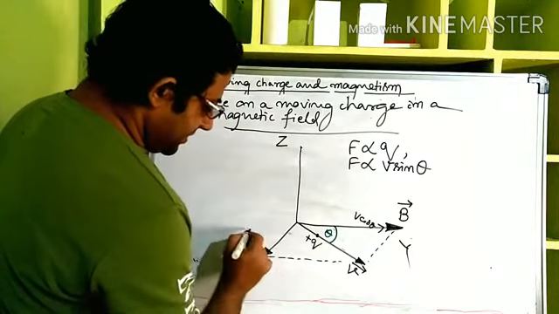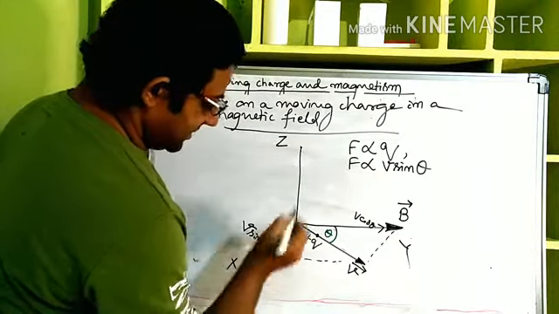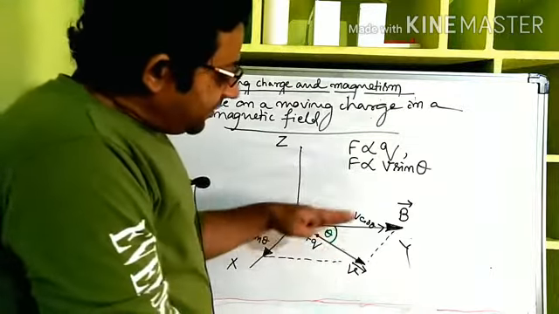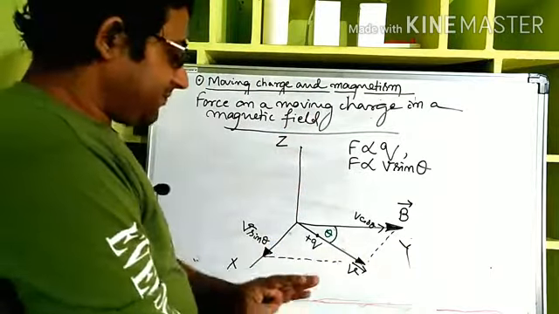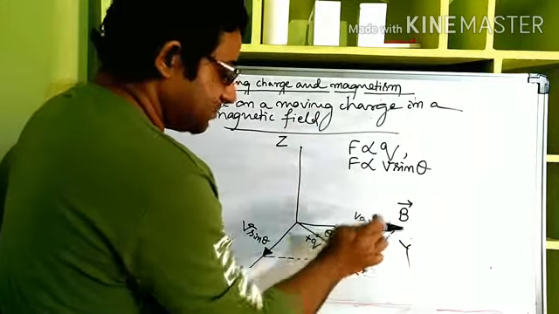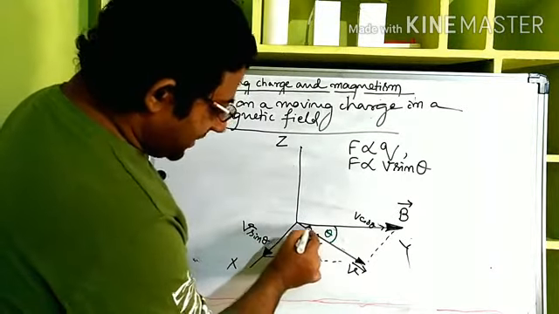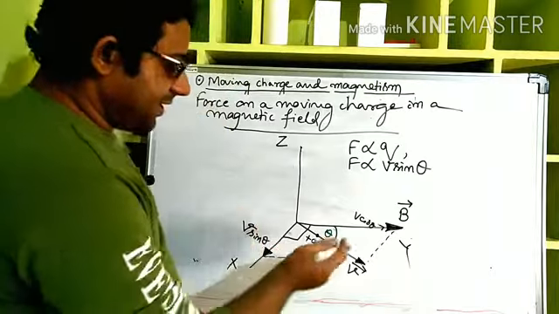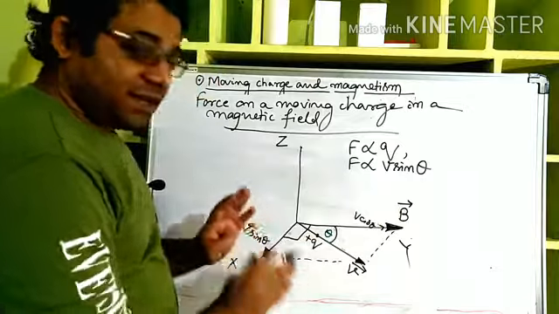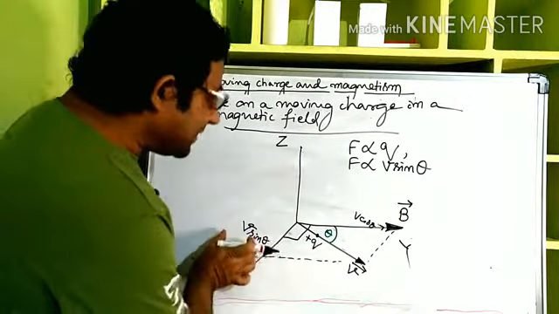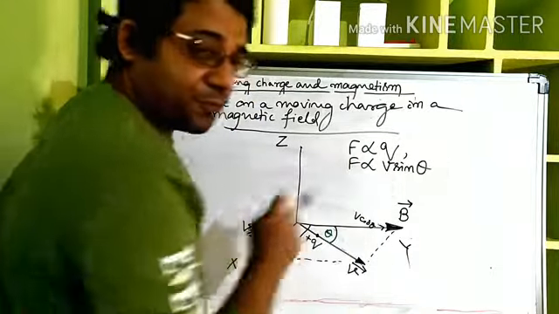So let me write it, V sine theta. Now the component of the velocity which is along the magnetic field doesn't matter, doesn't create any difference, but that velocity which is perpendicular, though in 2D it's not looking, but this is perpendicular, right? This is 90 degrees. That component which is perpendicular to the magnetic field vector is playing a role, and with that component the force, how much force is experienced by the moving charge, is directly proportional.